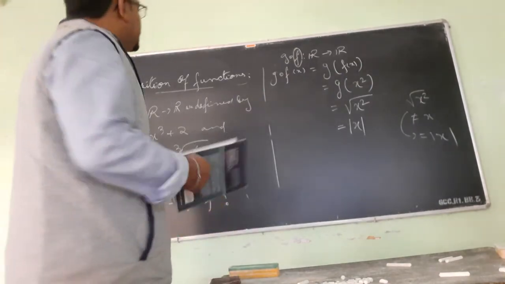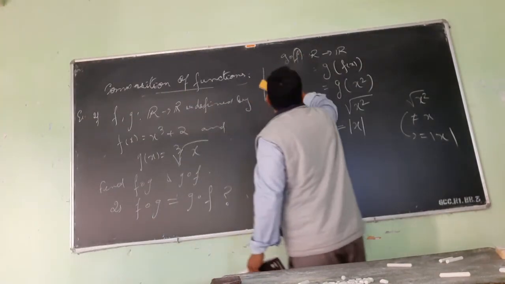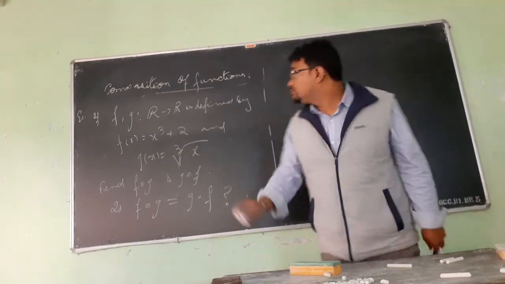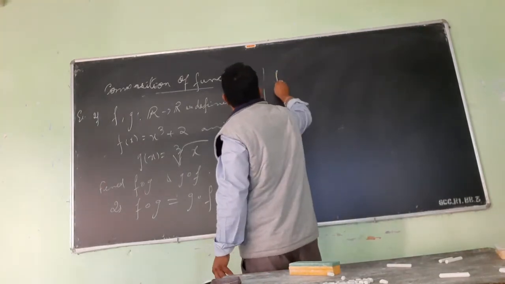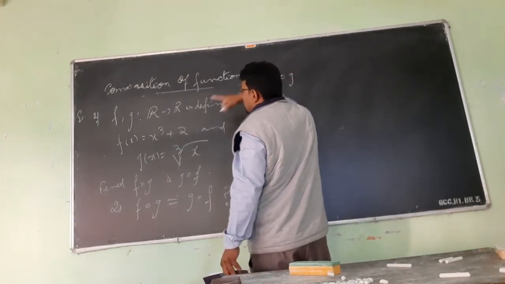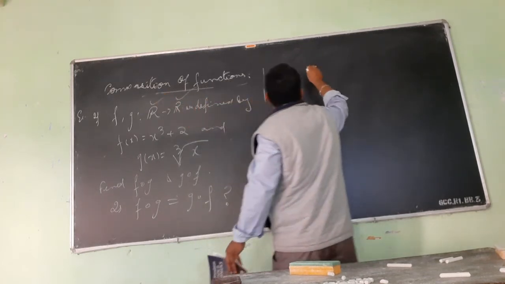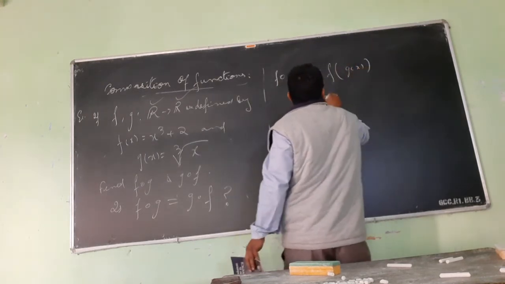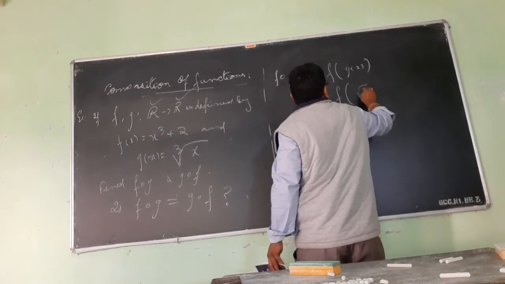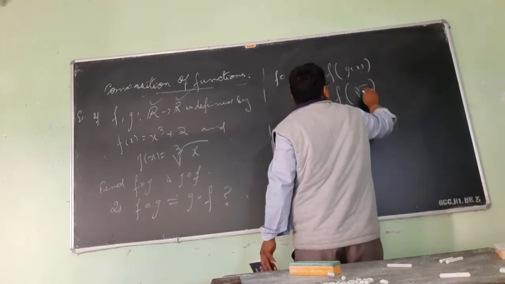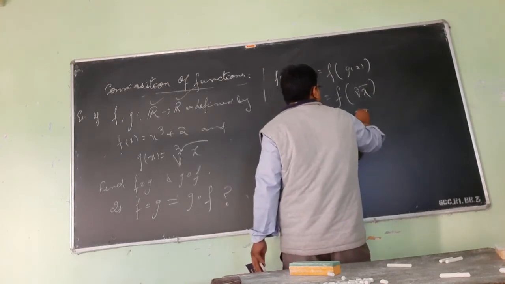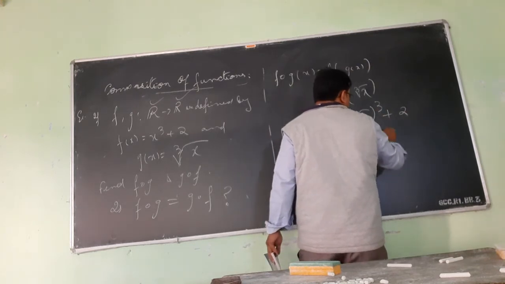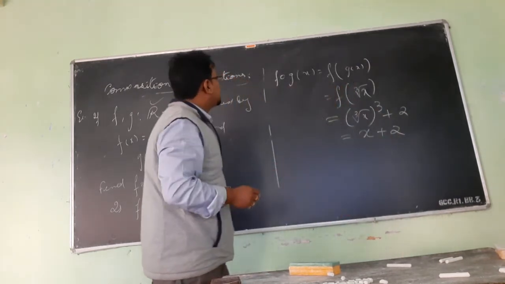Not equal. What is FOG here? So here what is FOG of x? Both are functions from R to R because everything is equal here. So FOG of x will be f of g of x, which is f of cube root of x. So this is cube root of x whole cube plus 2. Cube root of x whole cube is x, plus 2. This thing is x plus 2.